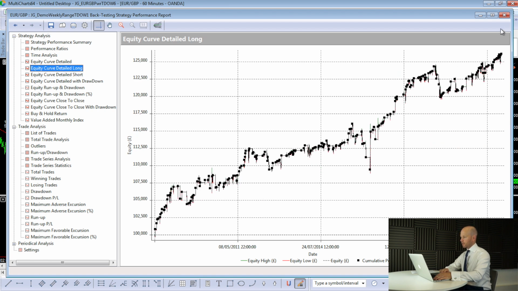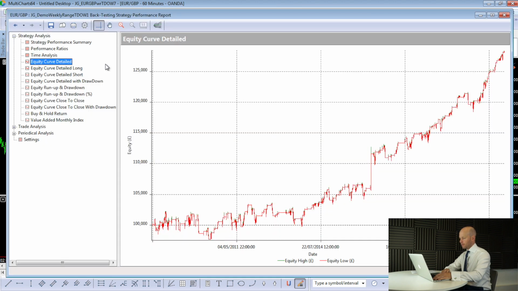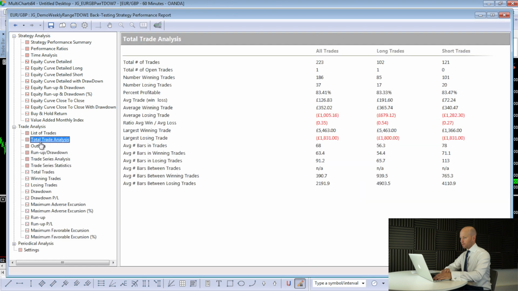Now let's have a look at the performance report using the up close and down close filters. And we're using the 180 pip stop loss, of course. There's the overall equity curve, which is really good. Look how it's really taken off in recent times, so that's good. The average trade has jumped up. We're now at £126. That's quite good, that's tradable.